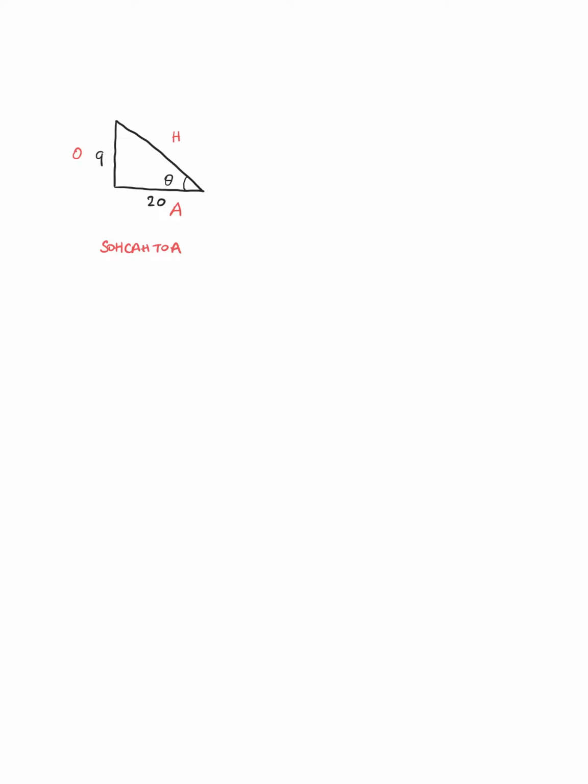Cross out what I don't want. Well, this time I don't want the hypotenuse, because the hypotenuse doesn't have a number on it and it's not a side I'm trying to find. So cross out anything with H, and that leaves me with tan. So tan of my angle is opposite over adjacent, because they're always in the right order, and it's substituting what we know. So tan theta is O, which is 9, over A, which is 20.